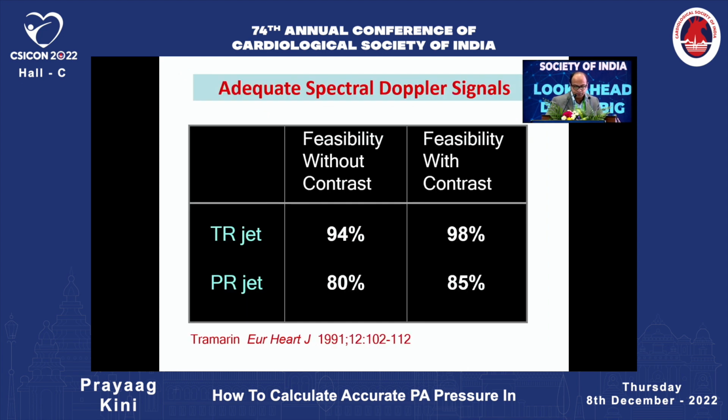TR jet, if you see in terms of feasibility with contrast and without contrast, TR and PR jet, since my talk was PAH with and without TR. If there's no contrast, you have a little bit of trade-off, but then it improves significantly when you put contrast along with TR and PR jets.